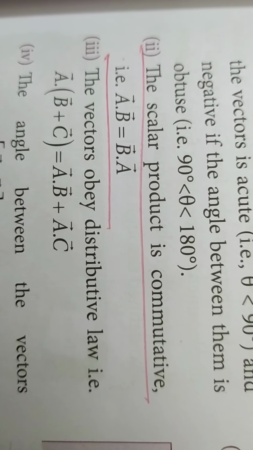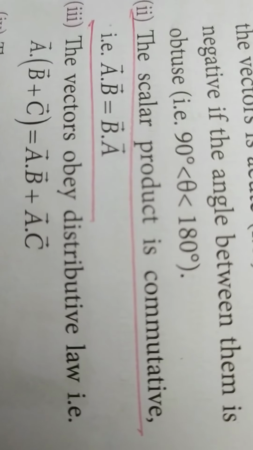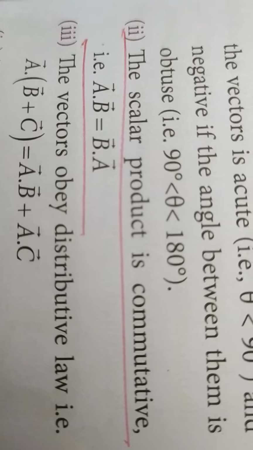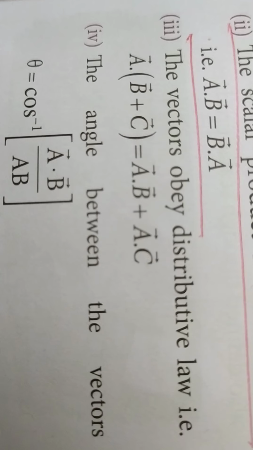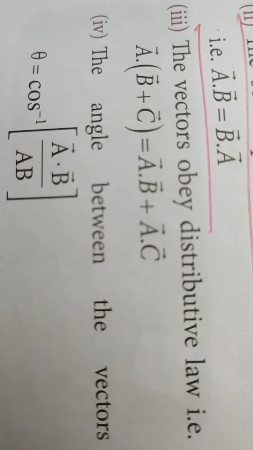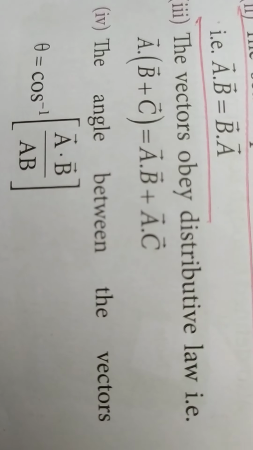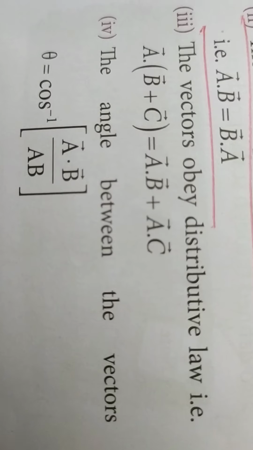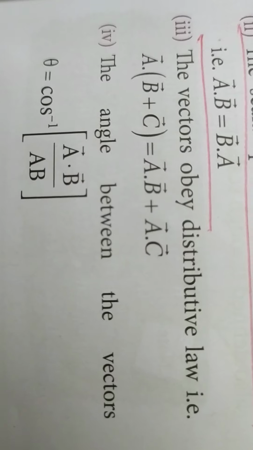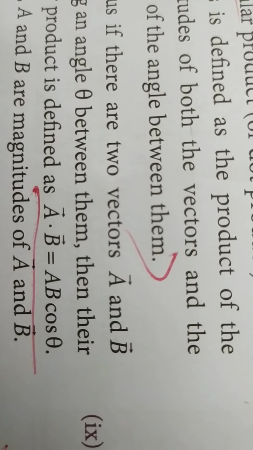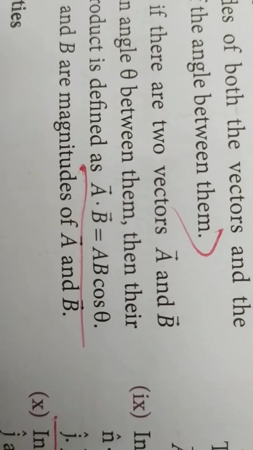And next, the scalar product is commutative, that is a vector dot b vector is equal to b vector dot a vector, and you can multiply in any order. And it obeys the distributive law: a vector dot (b vector plus c vector) is equal to a vector dot b vector plus a vector dot c vector. And the angle between the vectors is given by theta equals cos inverse of (a vector dot b vector) by ab. This comes from the equation a vector dot b vector is equal to ab cos theta, from which you find cos theta and then theta.